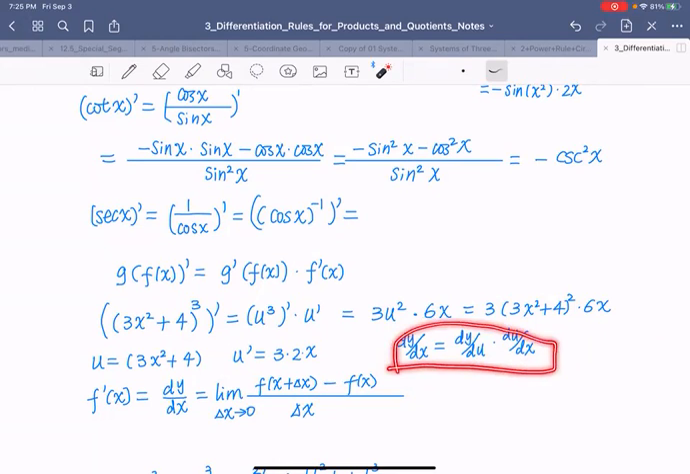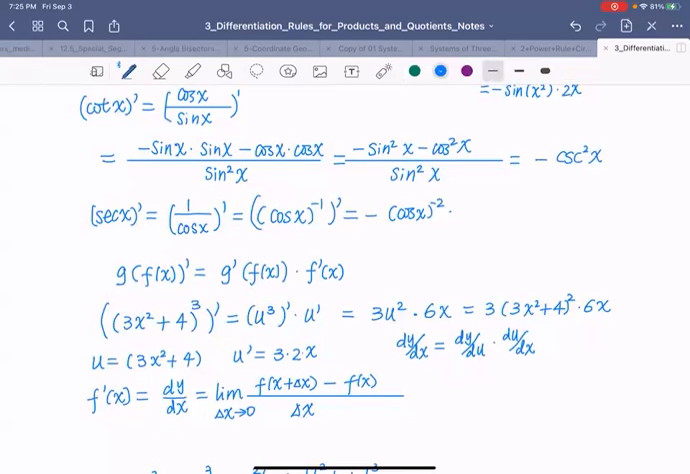Kind of. And let's practice. Go ahead, do this power rule. So it'd be negative cosine x to the power of negative 2. Yes, very good. Times the derivative of cosine x, which is negative sine x, sorry.